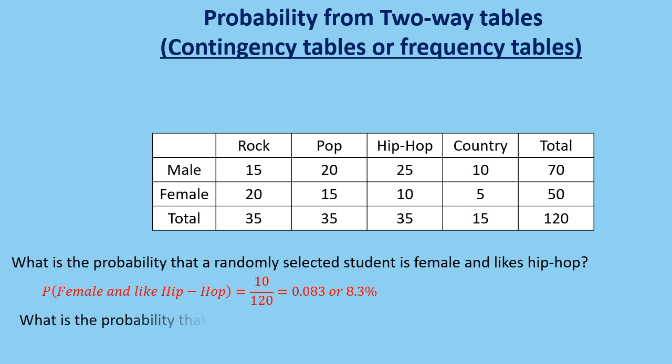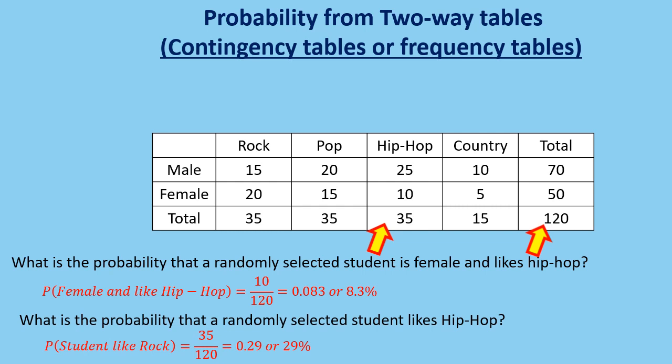What is the probability that a randomly selected student likes hip-hop? We can find this by dividing the total number of students who like hip-hop by the total number of students in our sample. 35 divided by 120 equals 0.29 or 29%.